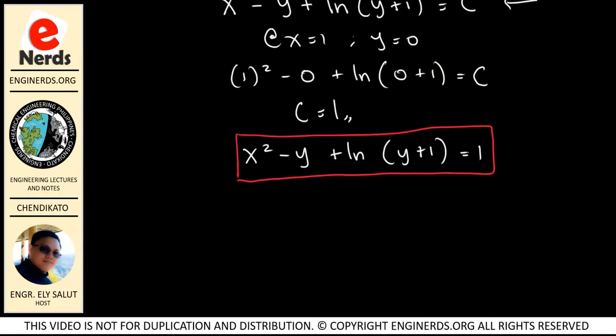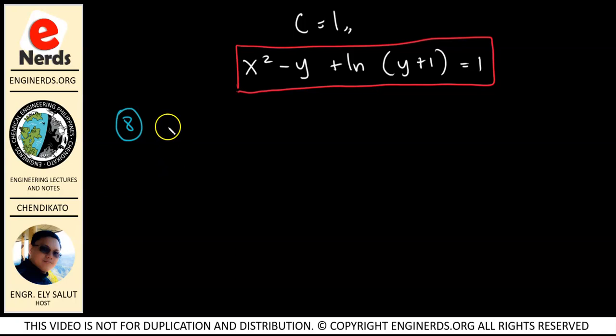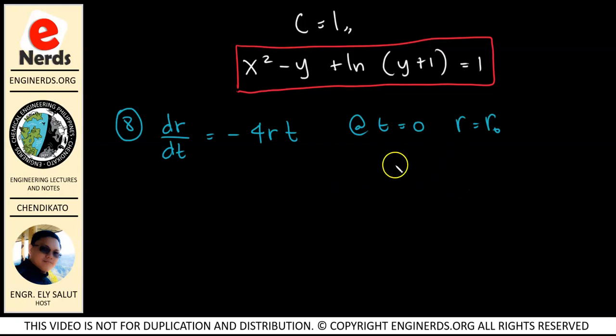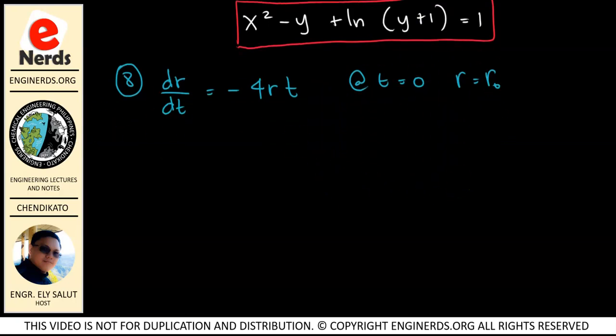So let us try to solve again a problem na nandun sa Elementary Differential Equations by Rainville. This is our 8th problem. In problem number 8, we have dr over dt is equal to negative 4rt, where at t is equal to 0, our r is equal to r0. Hindi specific yung number na binigay sa atin na value ng ating r, but it doesn't matter.